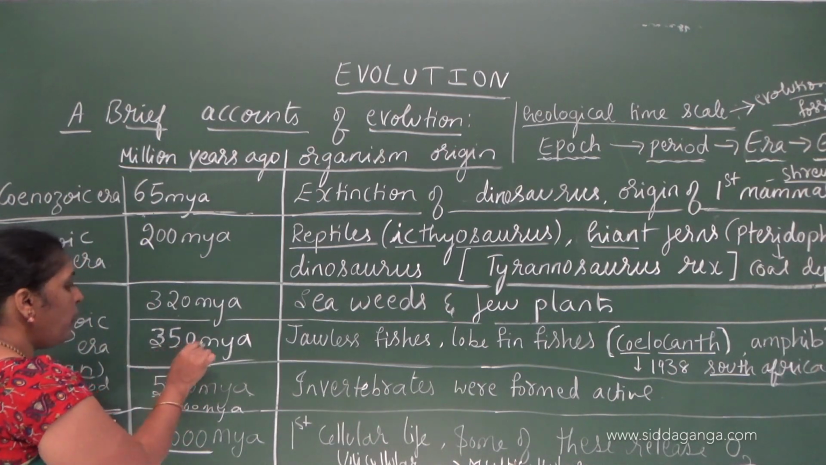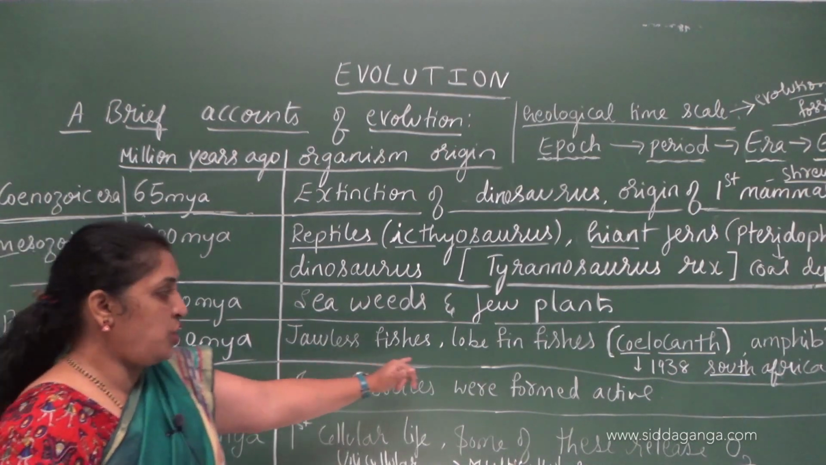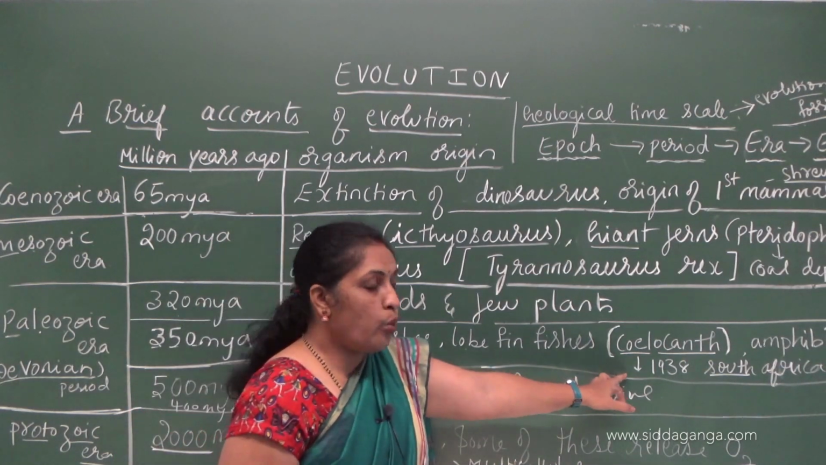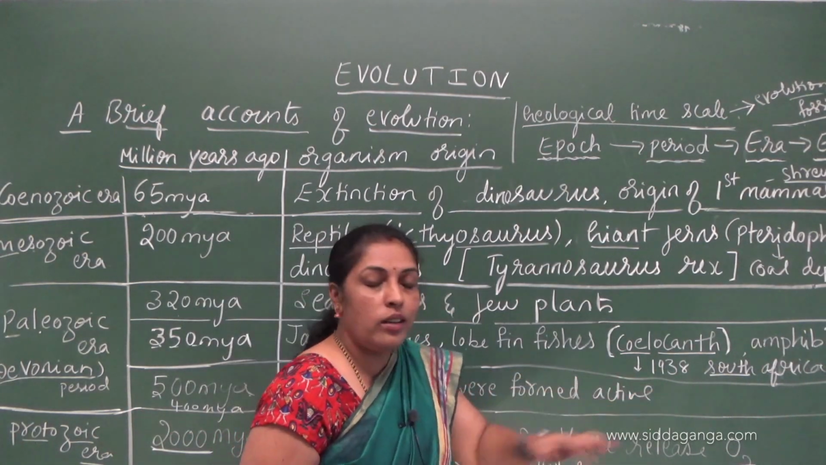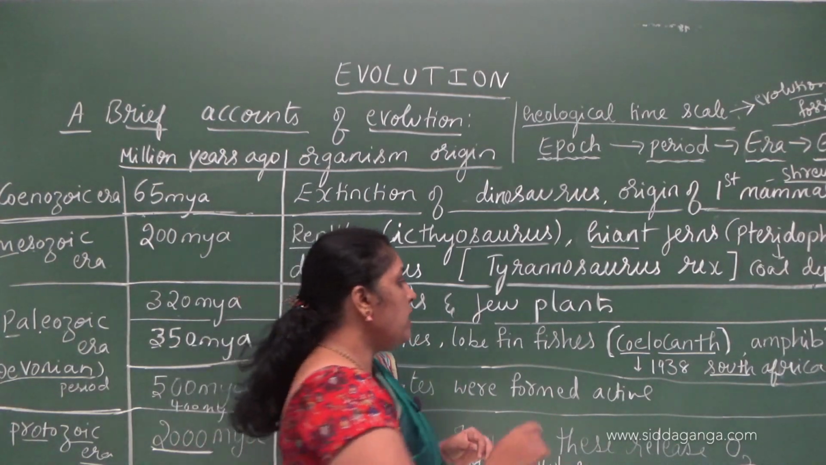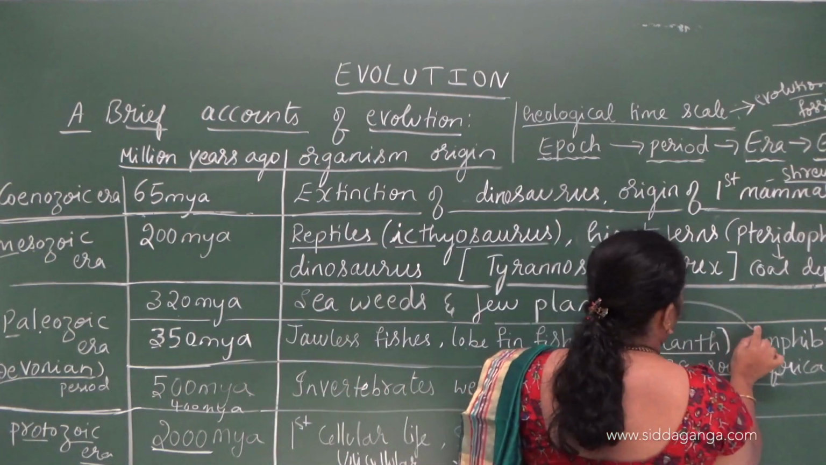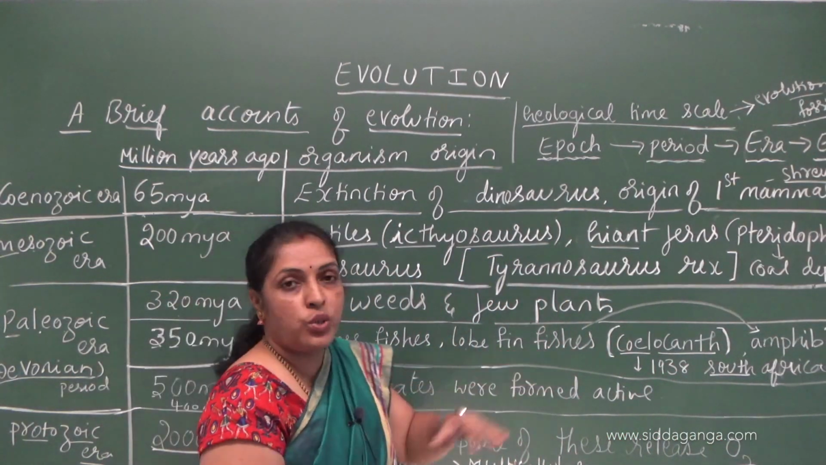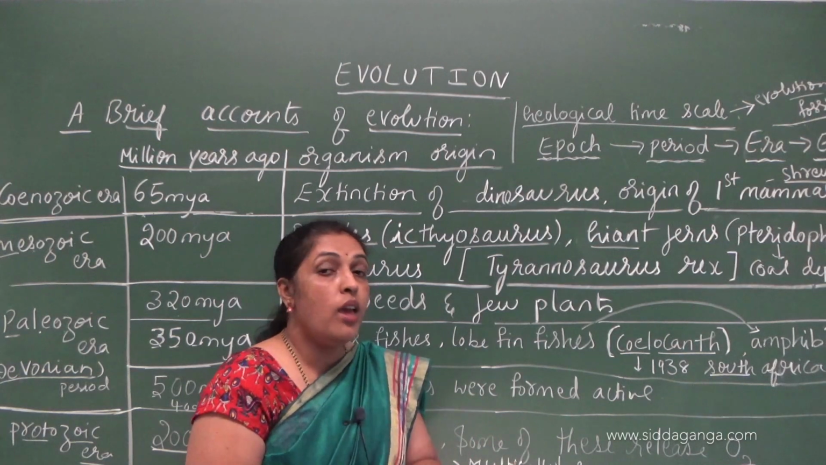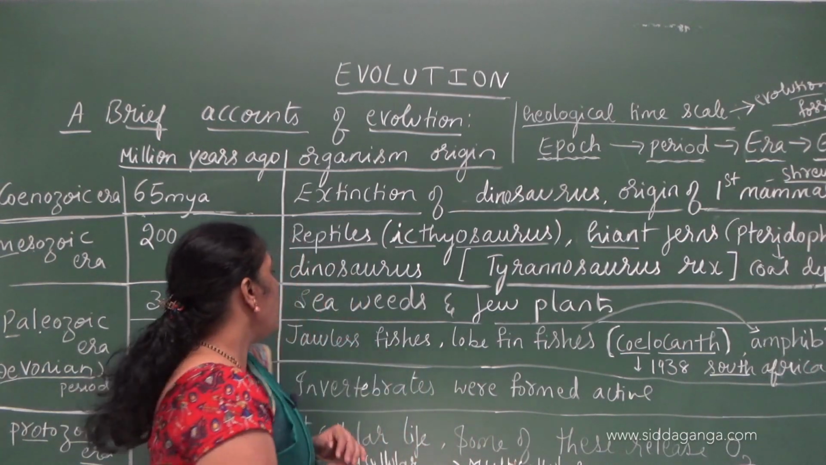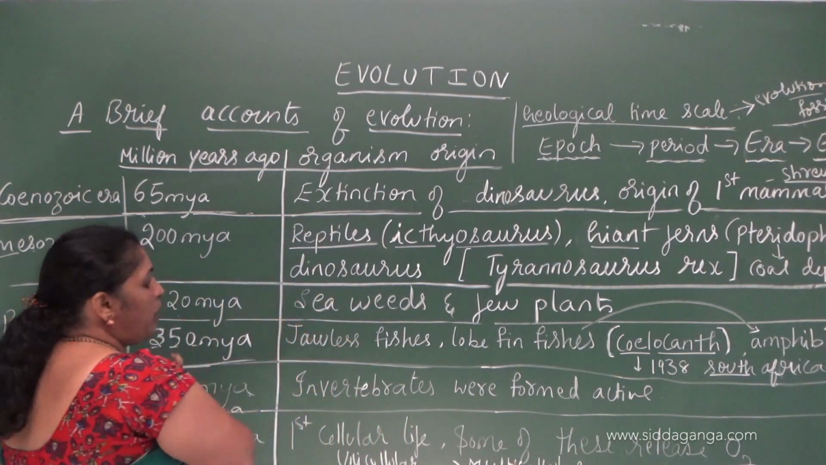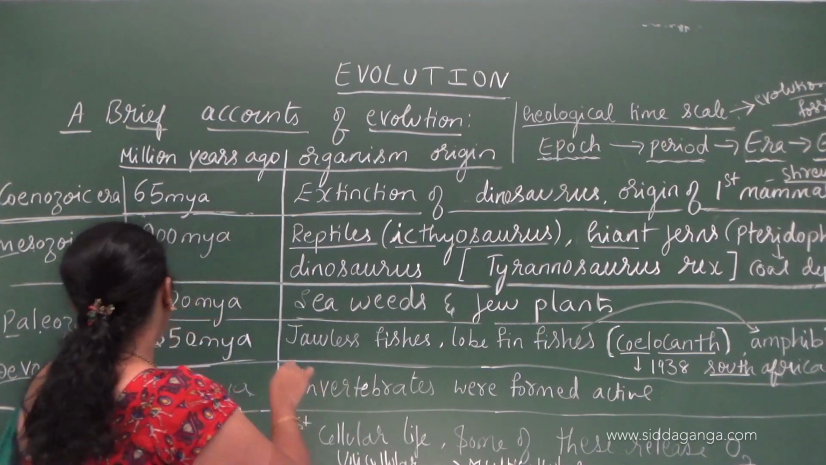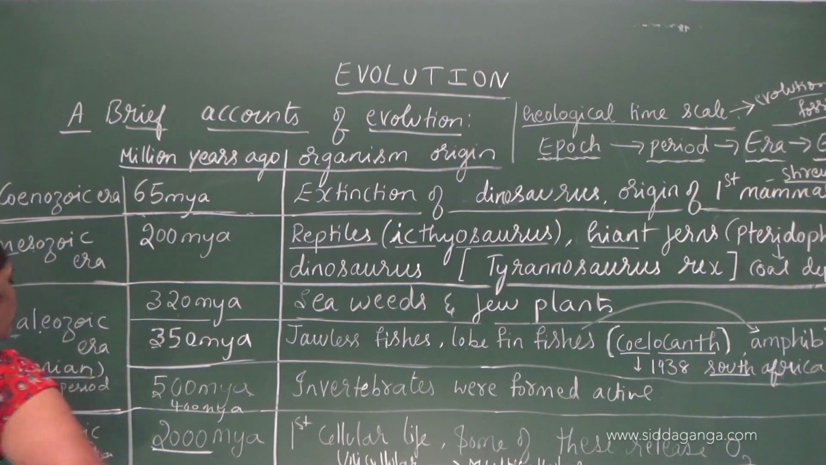Nearly 350 million years ago, jawless fishes and lobe fin fishes were formed. The coelacanth was caught in South Africa in the year 1938. These lobe fin fishes gave rise to amphibians, and were ancestors of present day frogs and salamanders. Nearly 320 million years ago, seaweeds and a few plants were formed. All this occurred in the Paleozoic era.